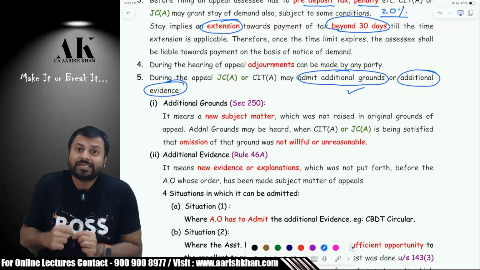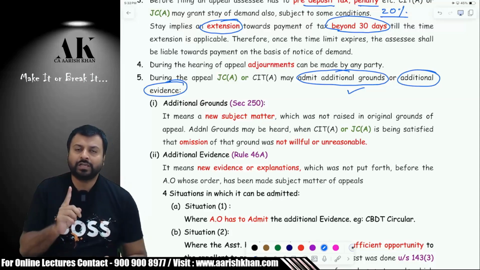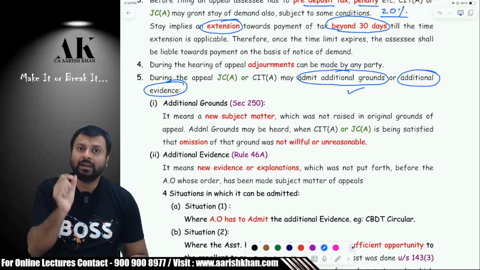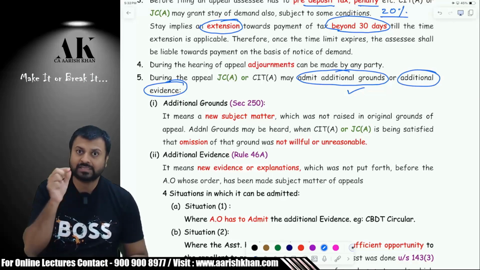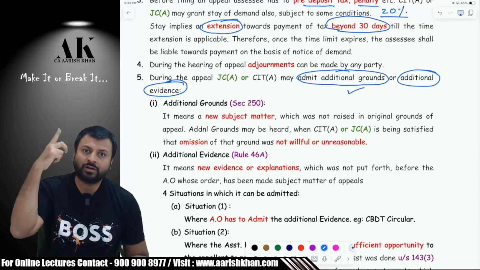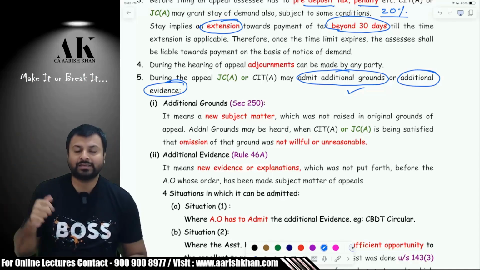Additional ground means a new ground on which you want to appeal. For example, originally when you filled form number 35, you filled what? I am not happy with the depreciation disallowance. Now you are not happy with 37(1) also. So you can attach that also as an additional ground.